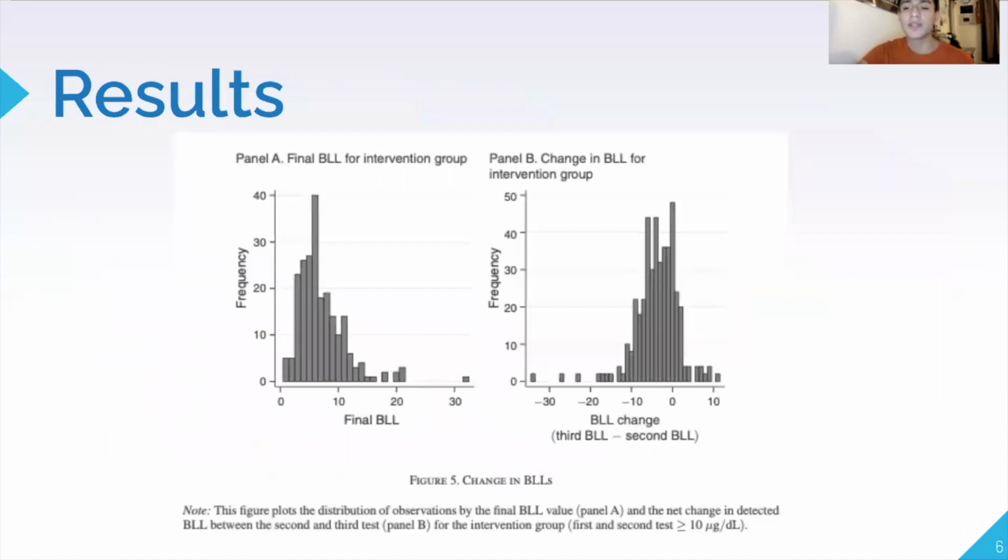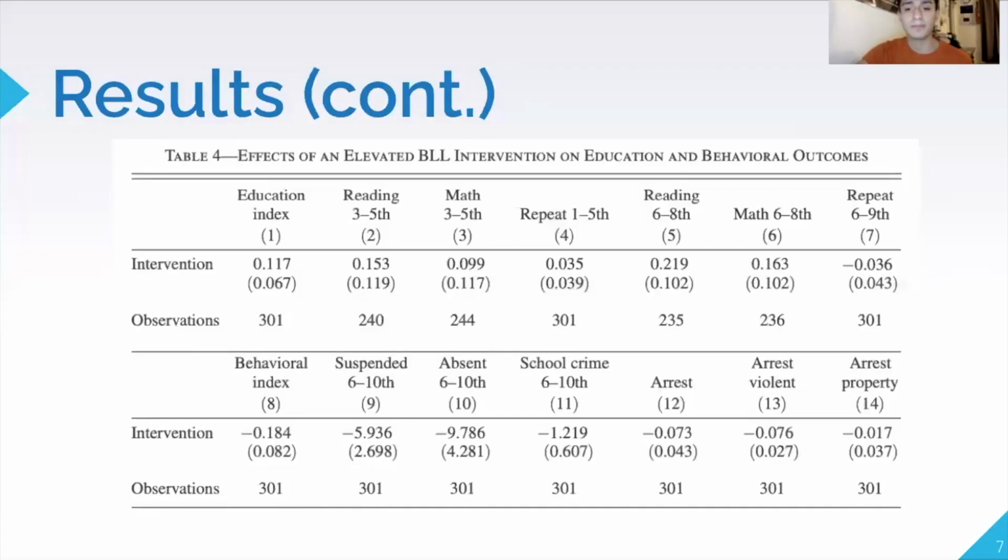Here you can see the changes in blood lead levels for the intervention group. On the right, you can see the changes in BLL between the second and third tests. And here you can see the effects of the BLL interventions on education and behavioral outcomes. For the educational outcomes, you can see the slight increases, and for the behavioral outcomes, you can see large decreases.